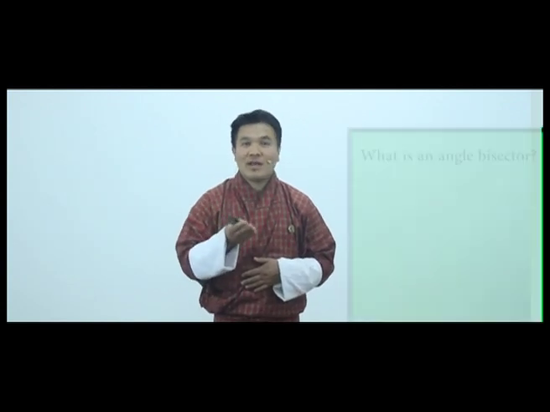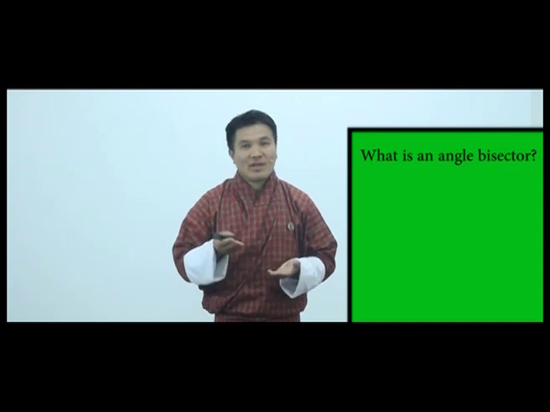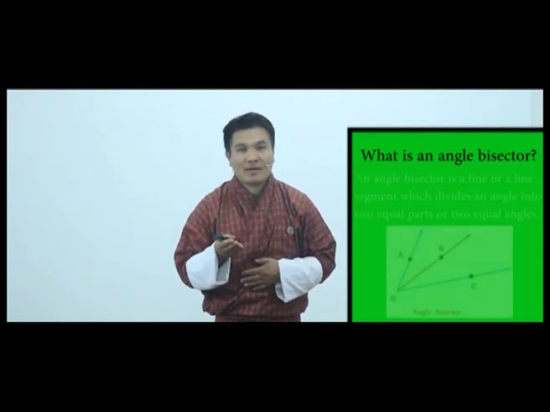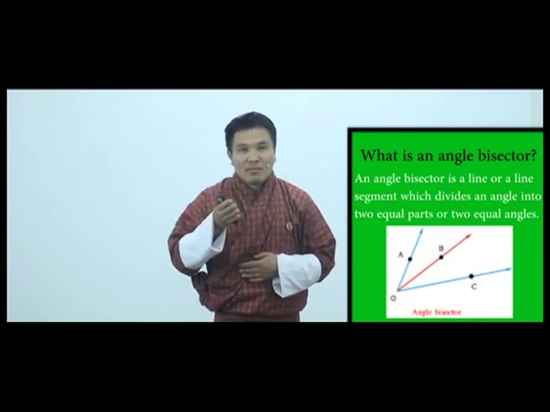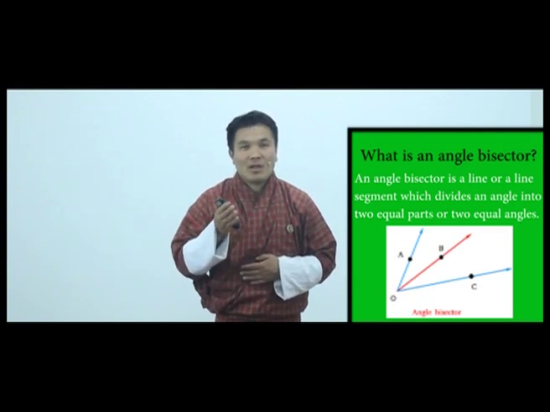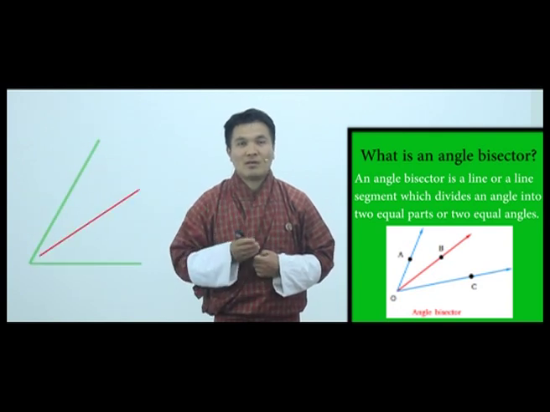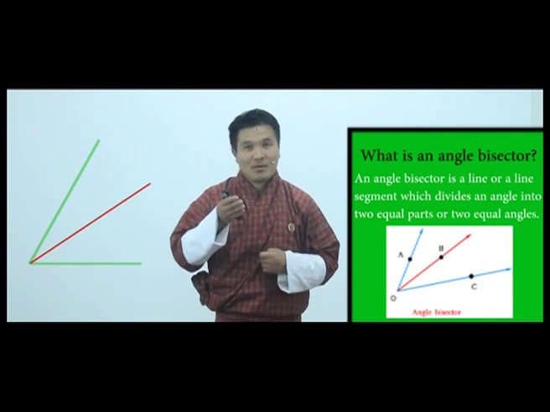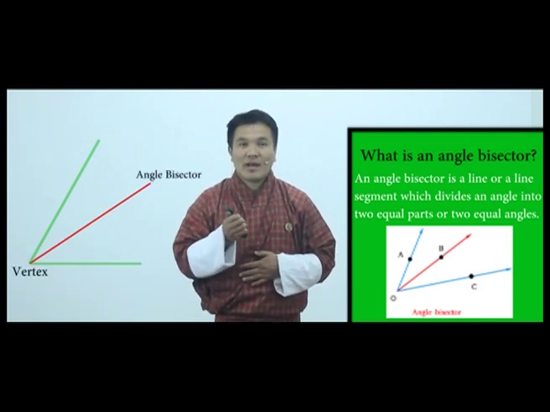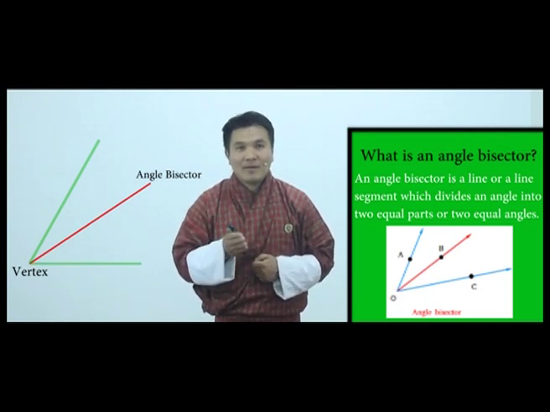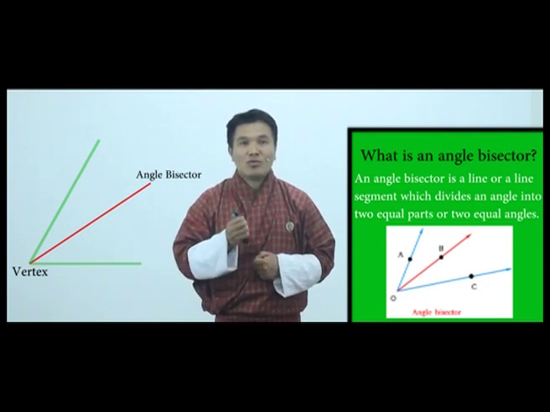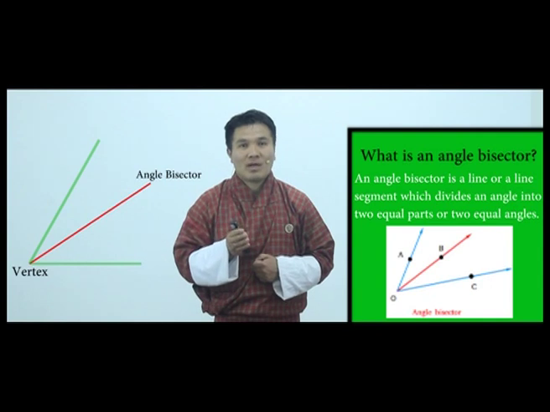Well, now next, I am going to tell you what is an angle bisector. In general, a bisector is anything that can divide an object into 2 equal parts. In mathematics, it is a line that divides a line segment or an angle into 2 equal parts. An angle bisector is a line segment or a line that divides an angle into 2 equal or congruent parts.